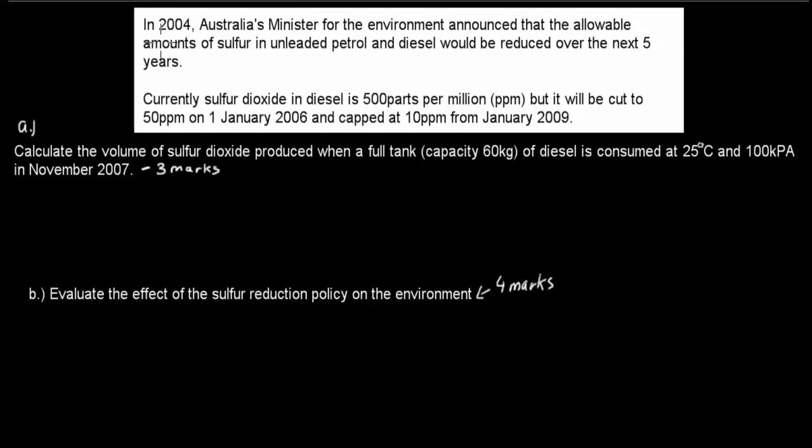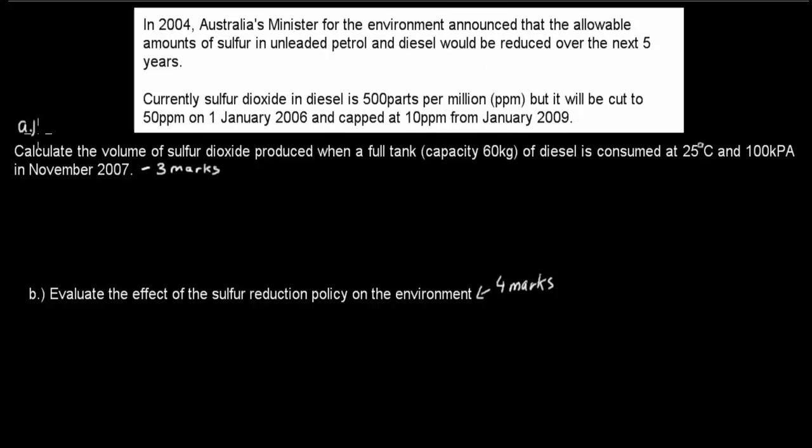So the question is, in 2004, Australia's Minister for the Environment announced that the allowable amounts of sulfur in unleaded petrol and diesel would be reduced over the next 5 years. Currently, sulfur in diesel is 500 parts per million, ppm, but it will be cut to 50 parts per million on the 1st of January 2006 and capped at 10 parts per million from January 2009.